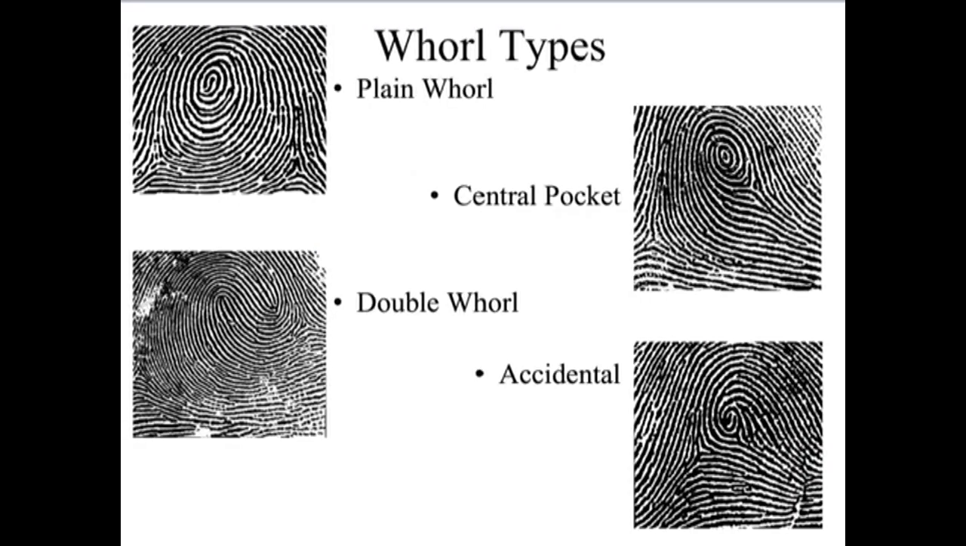So here are the four types. You have a plain whorl at the top left, a central pocket whorl. I'm going to stop on this one because this one is kind of unique looking, so I'll identify the parts here. You see there's a delta here. There's another delta here. And you still have that core, so by definition that's making this a whorl.